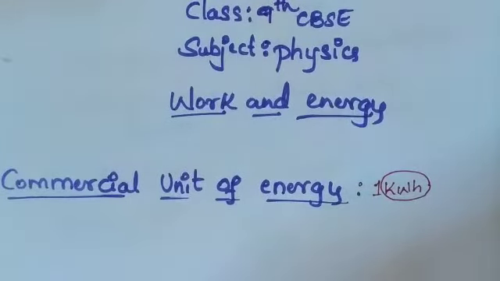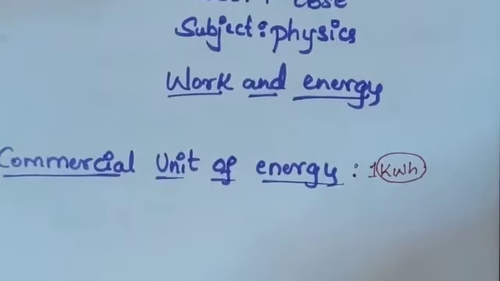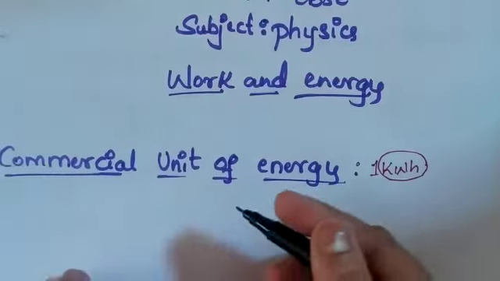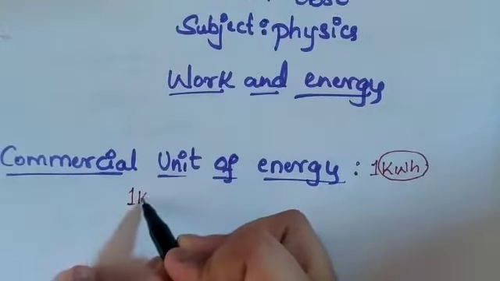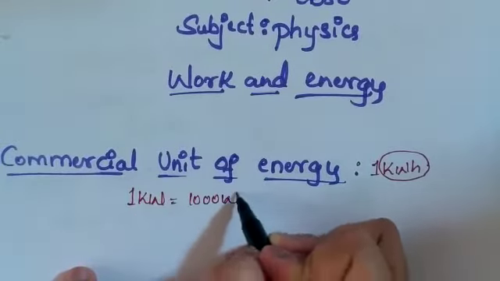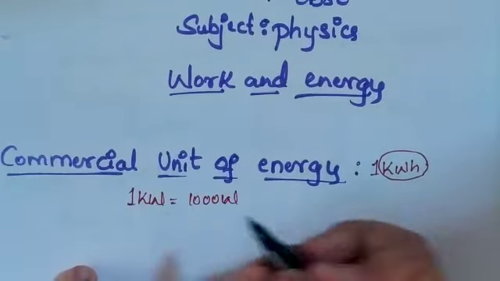So there is a question, what is the commercial unit of energy? That is nothing but the kilowatt hour. Commercially, we represent energy as the kilowatt hour. So what does this kilowatt hour mean? 1 kilowatt, you already know, is equal to 1000 watt. So now 1 kilowatt hour is there.